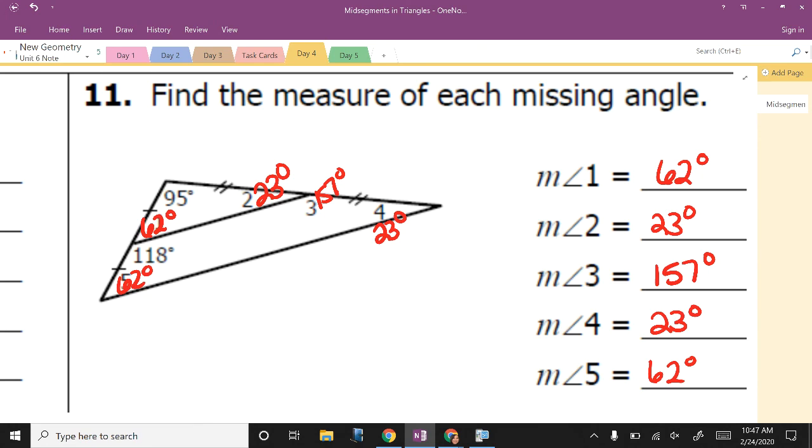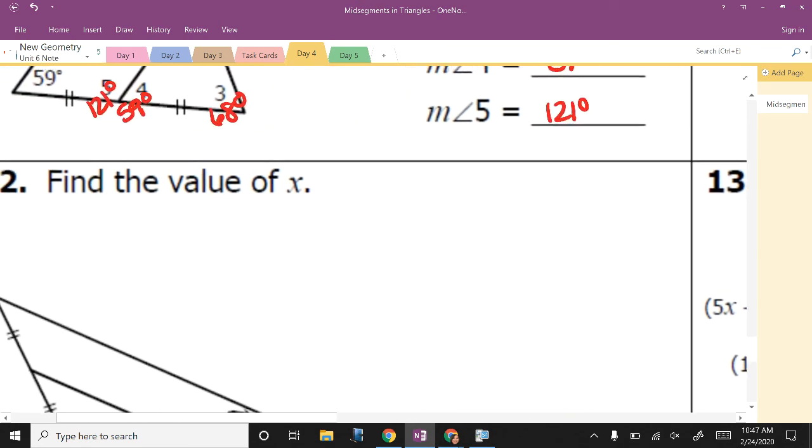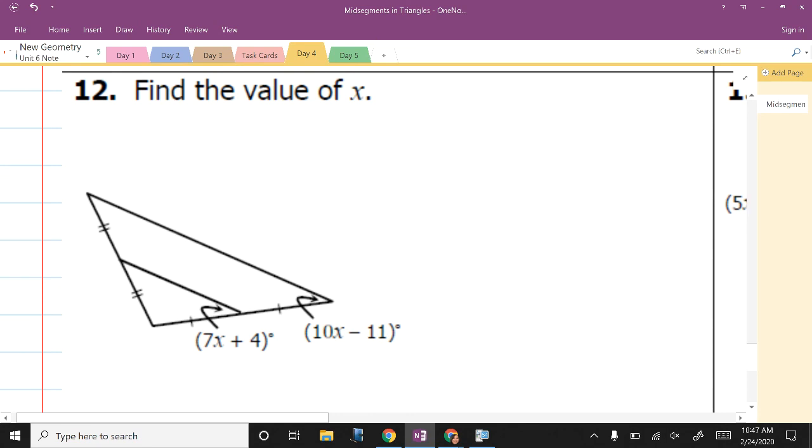Okay, good job. Let's look at number 12. On number 12, we have to do algebra again. Okay, so this is a mid-segment because it's going through the midpoint of these two sides of the triangle. So if this is a mid-segment, that means these lines are parallel, correct? These lines are parallel to each other. So I'll put the little arrow showing that they're parallel.